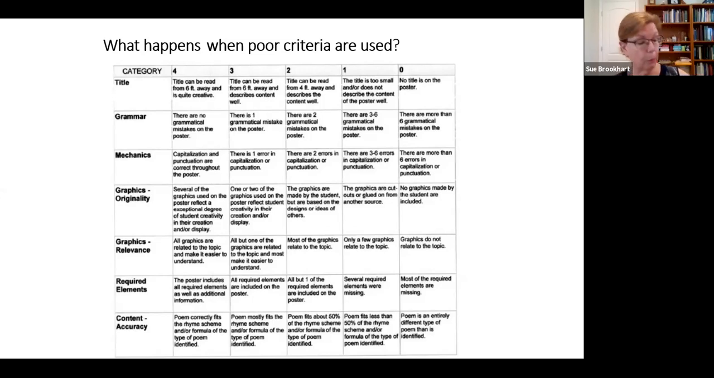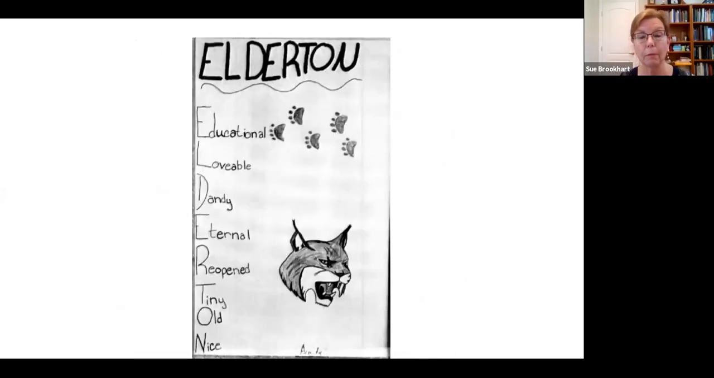So what happens when those criteria are used? Well, here is one example. This example comes from an online module. So the teachers were sending me examples, and I said, send me an example of a student who did well, and one who didn't do well, and the feedback that you gave. So here is the one that the teacher said did well. This school is no longer, it's been closed.